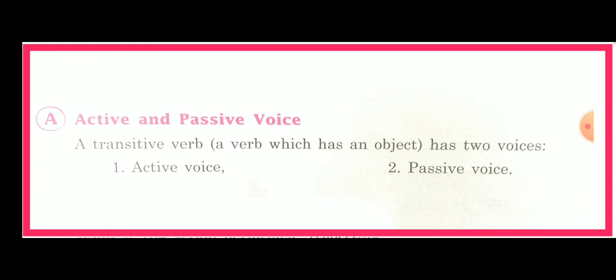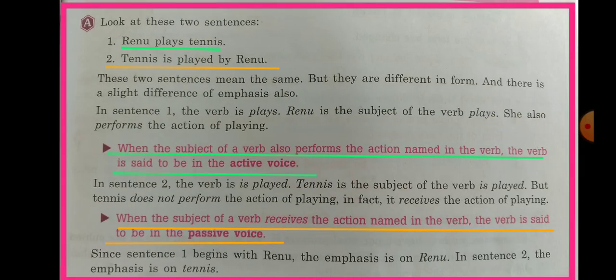So a transitive verb has two voices. One is active voice and the next one is passive voice. Look at the sentence: Renu plays tennis. And the second sentence: Tennis is played by Renu. Now after reading these two sentences, you must be thinking that their meanings are the same, just they are written in a different way. So their form is different and their emphasis is also different. No doubt the meaning is the same.